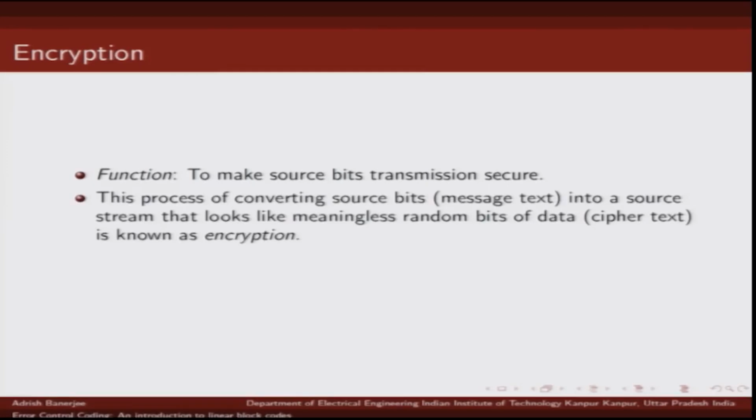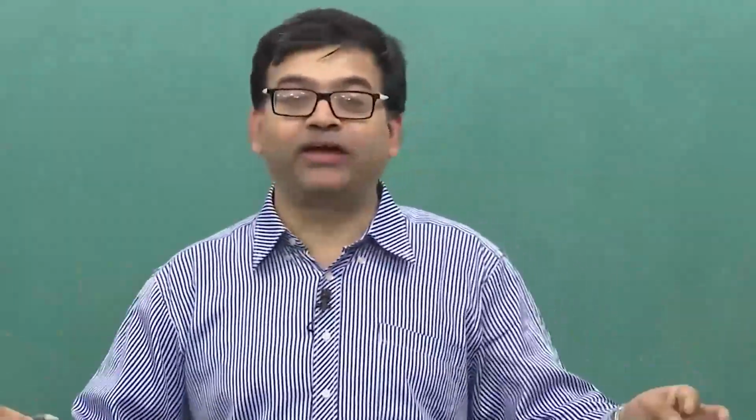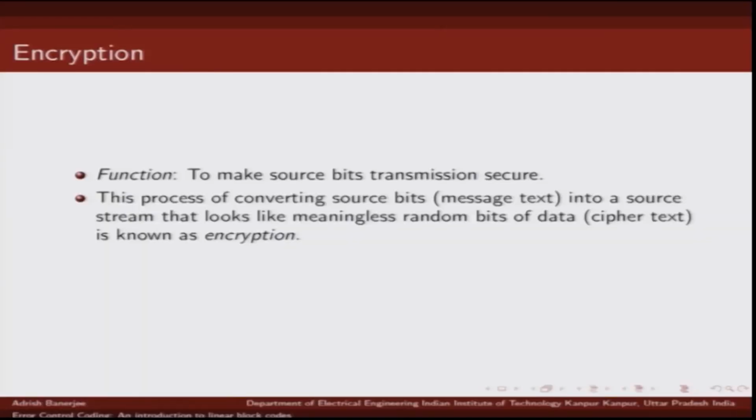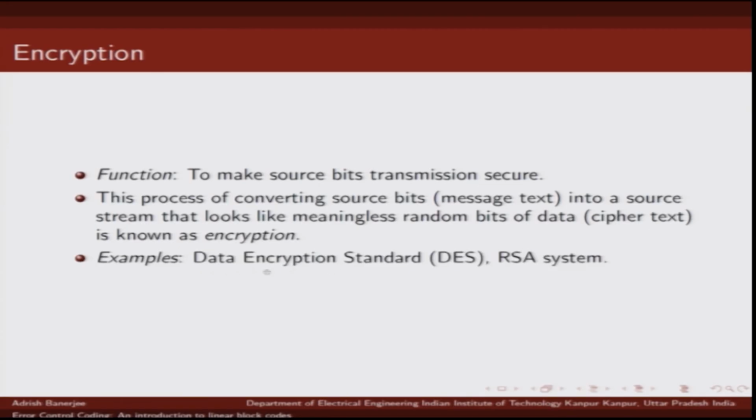So, in this encryption process, we convert our source bits into what we call ciphertext. Encryption takes our source bits and converts them into random-looking bits, which, for somebody who does not have a key, would appear as random, meaningless data. So it converts your message text into ciphertext, and that is basically encryption. Examples of encryption are the Data Encryption Standard, the Advanced Encryption Standard, and the RSA system.